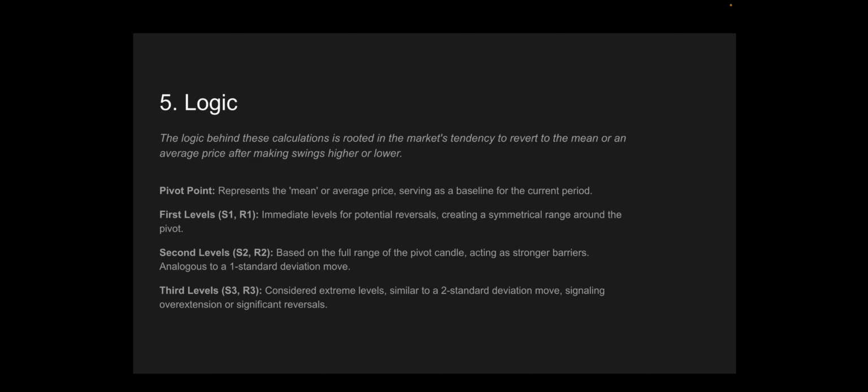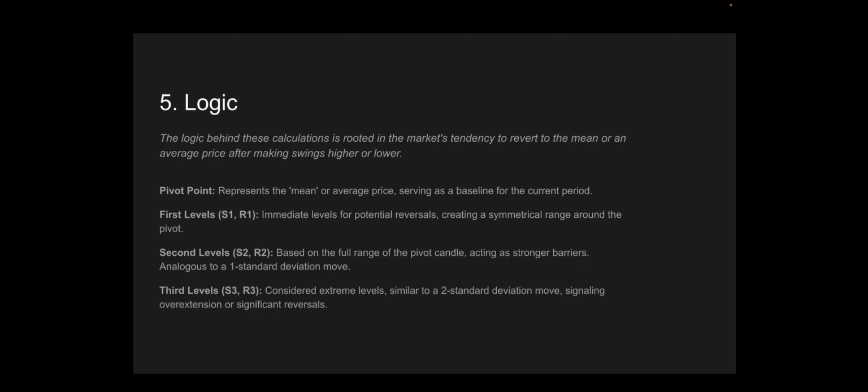The logic is rooted in the market's tendency to revert to the mean, or to an average price, after making swings higher or lower. Right? So the pivot point represents the mean, the average price, which serves as a baseline for that period. The first levels create a symmetrical range around the pivot. So those are your first levels to look at. Those are your immediate levels for potential reversals. Yes? Your second levels are taking the full range of the pivot candle.